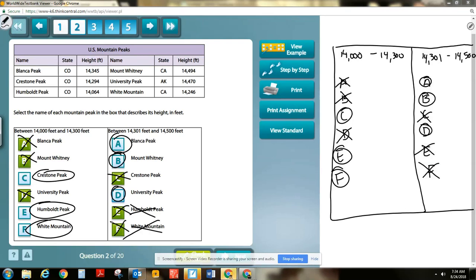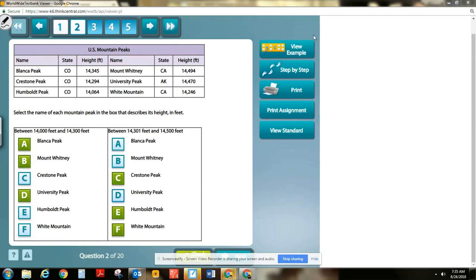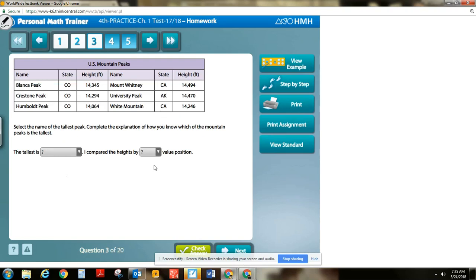So really a problem where we're comparing numbers, we're trying to find that spot, and you'll notice how I'm really looking at the different place values. I'm going through and thinking about all of the answers, and is it correct or incorrect? All right, let's move on to number 3.